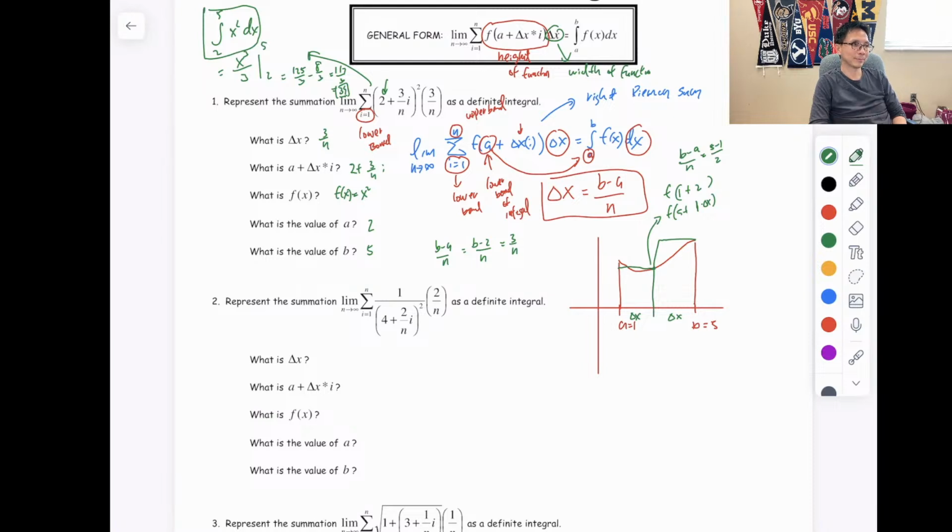Is a plus delta x 4 plus 2 over n? 2i over n. You have to remember the i. So it's 4 plus 2 over n times i.